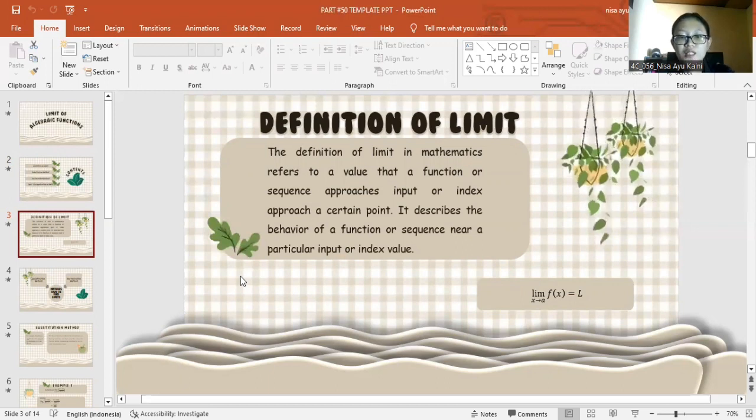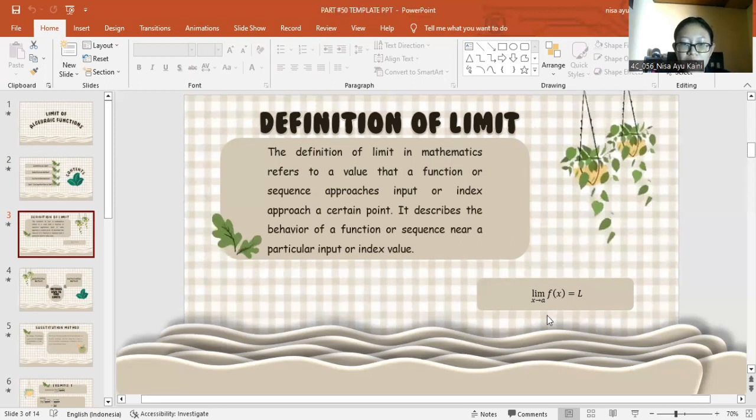For a function f of x defined on a domain D, the limit of f of x as x approaches a specific value, say A, is denoted as limit x approaches A of f of x equals L. X is the independent variable, A is the approaching value, f of x is the function, L is the limit value as x approaches A.